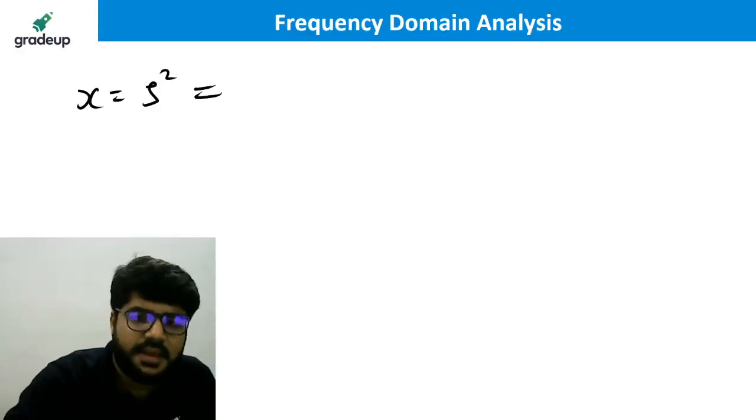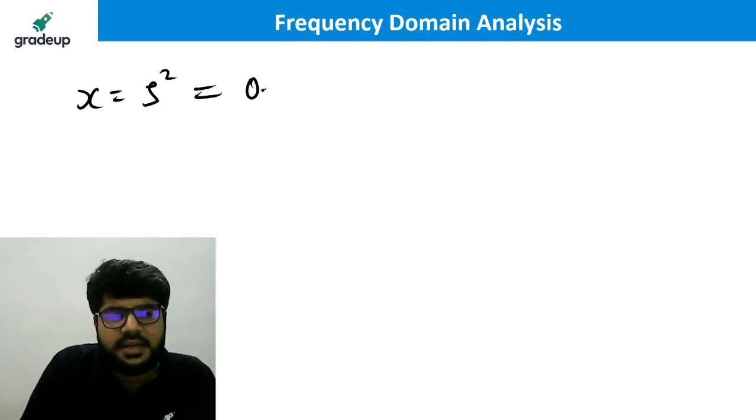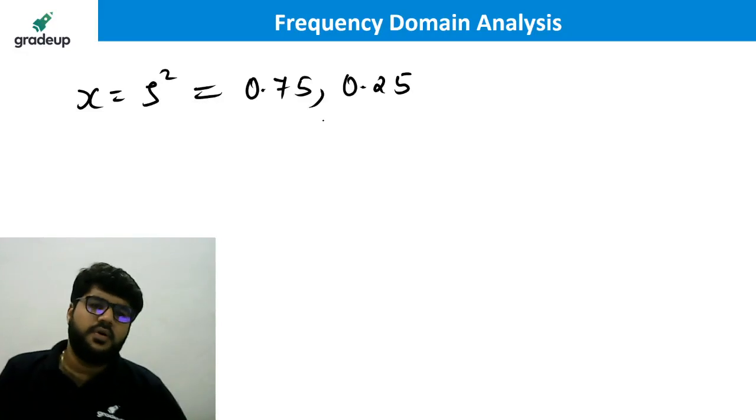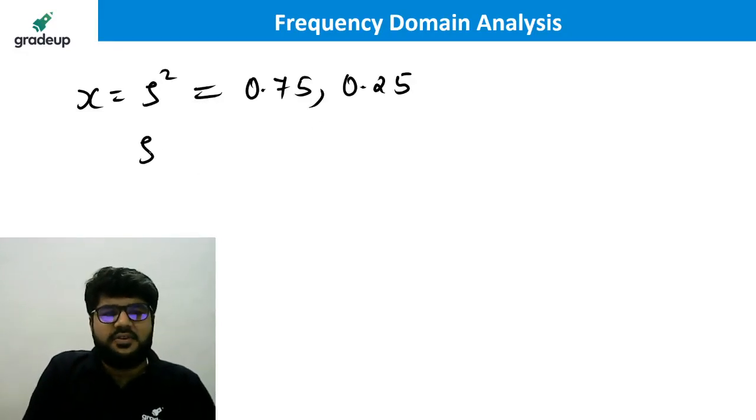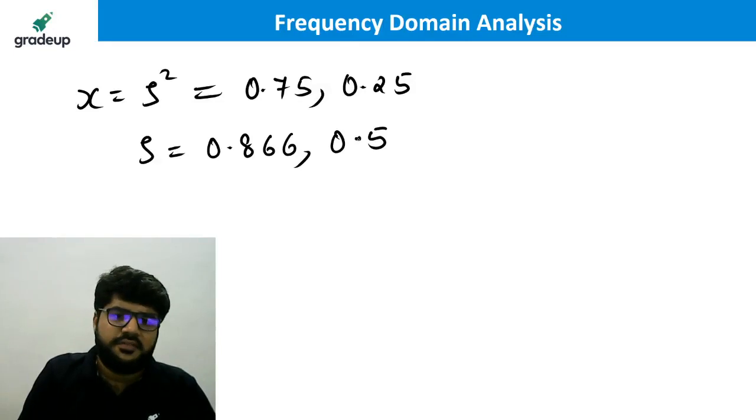It is x square minus x. So I am getting 0.75 and 0.25. Okay, so what is the value of zeta? Under root of 0.75, 3 by 4, root 3 by 2, 0.866, and this will be 0.5.